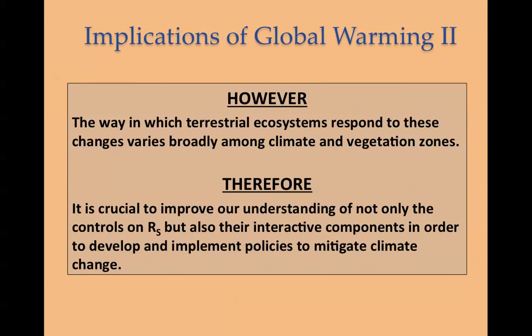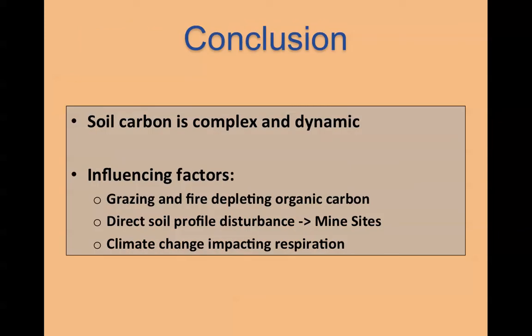So, as we've discussed, the way in which terrestrial ecosystems respond to climate change will vary broadly in both the climatic zones and the vegetation type. Therefore, it's crucial to improve our understanding not only of the controls of soil respiration, but also how they interact and what components interact. And this scientific analysis should be used when we implement political policies to mitigate climate change. So, in conclusion, soil carbon is complex and dynamic. There are many influencing factors, we've discussed a lot today, but the main ones include human disturbances such as grazing and fire, direct profile disturbances with mine sites, and then the overarching discussion of climate change and this global warming implications.